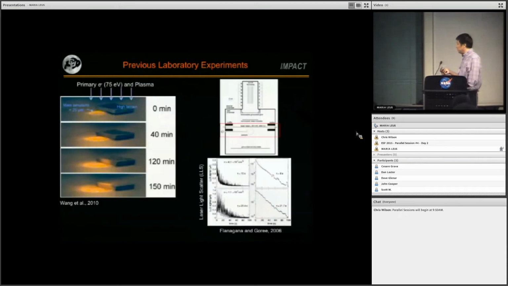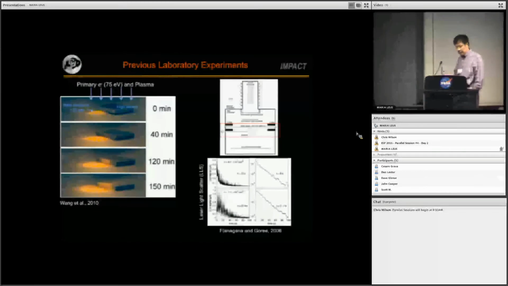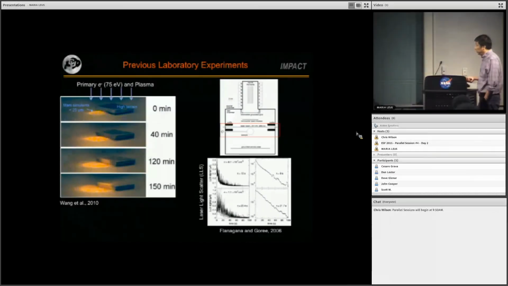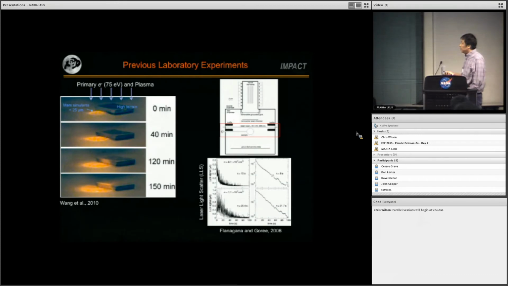In order to understand this electrostatic dust transport, we have done several laboratory experiments in the past. On the left is one of them. We have dust particles sitting on the surface and also next to the higher terrain. When plasma is turned on, you see the particles spread out and also accumulate on top of the higher terrain, which indicates both vertical and horizontal motions.